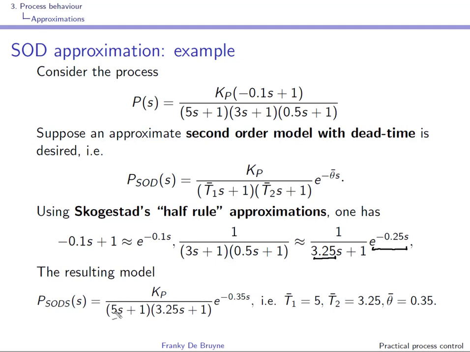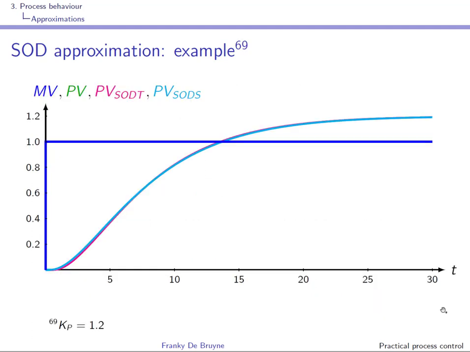So we have now kept the main time constant. The secondary time constant has been modified using this half rule approximation, and if you add the delays, you have a delay of 0.35. Well, let us look at the step responses associated to the original system in green and associated to the two approximations resulting from the Taylor series and from Skogestad's half rule approximation, and you will see that there is hardly a difference.